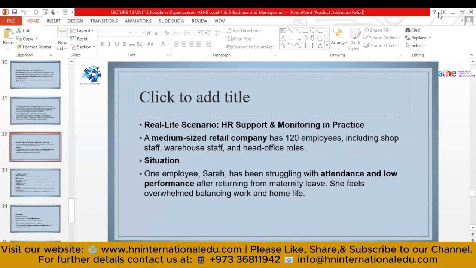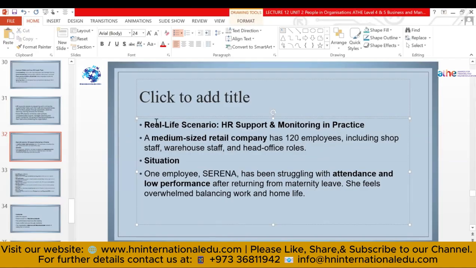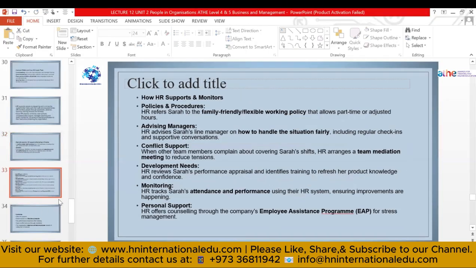Okay, for example, HR support and monitoring practice. A medium-sized retail company has 120 employees, including shop staff, warehouse staff, and head office roles. Situation: one employee, Sarah, has been struggling with attendance and low performance after returning from maternity leave. She feels overwhelmed balancing work and home life. Now let's see what's next.